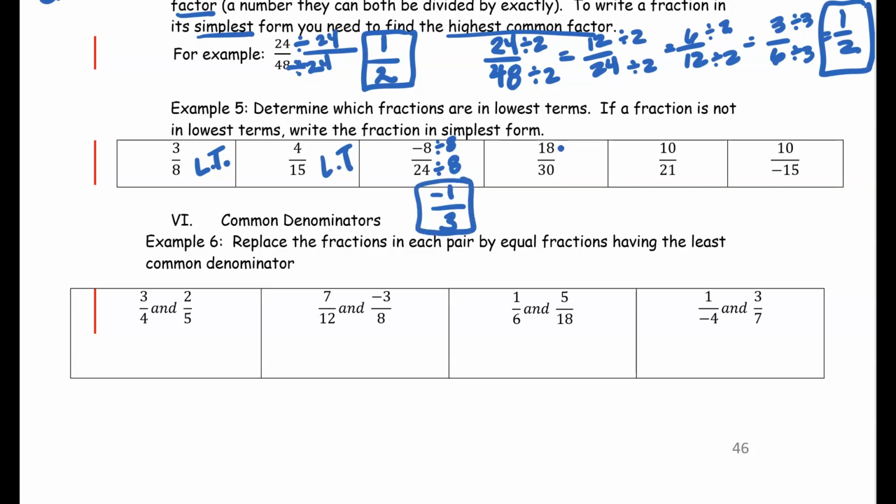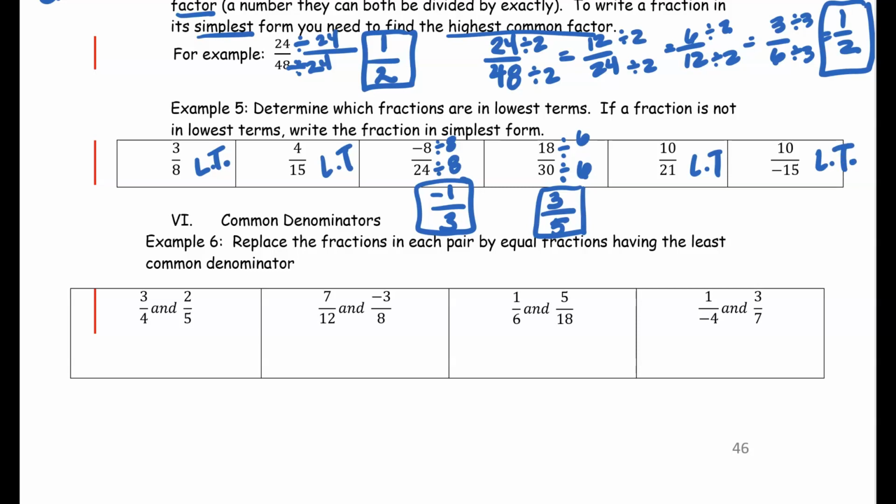18 over 30. These are both divisible by 2. They're both divisible by 3. They're both divisible by 6. So to make things faster, I'm just going to go ahead and divide both by 6. So 18 divided by 6 is 3. 30 divided by 6 is 5. If you wanted to start with 2 and then keep going, that's totally fine. You could have ended up with 3/5 going that route too. 10 over 21, that's in lowest terms. And then 10 over negative 15, that's also in lowest terms.